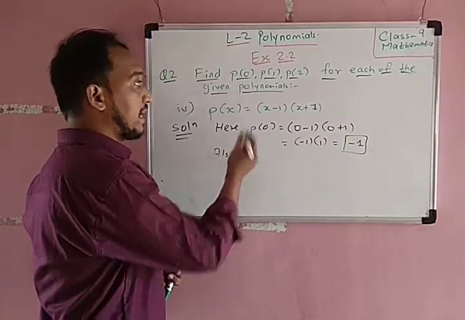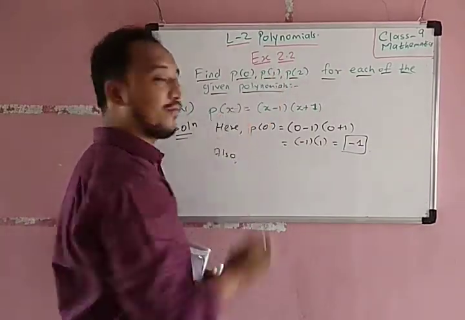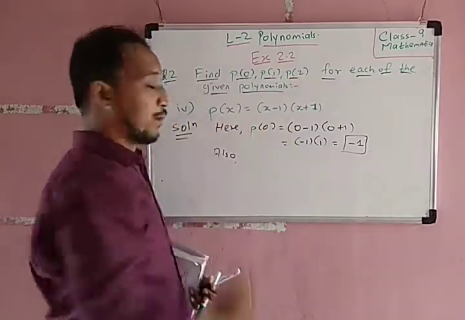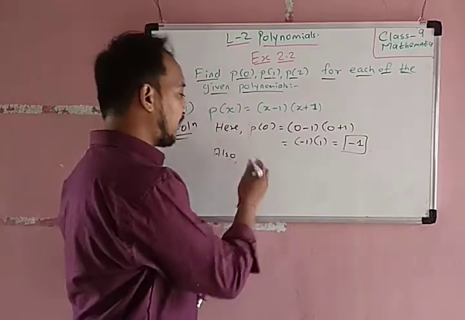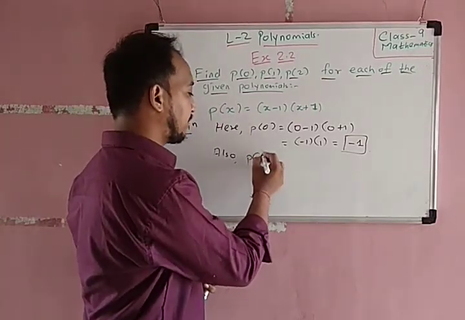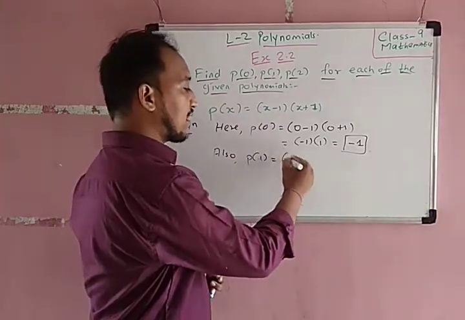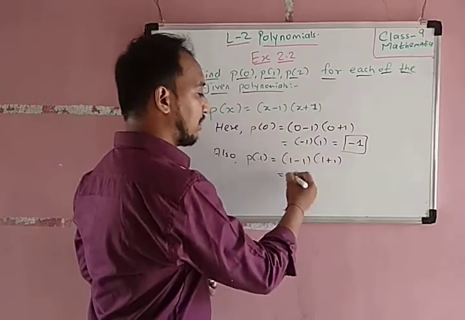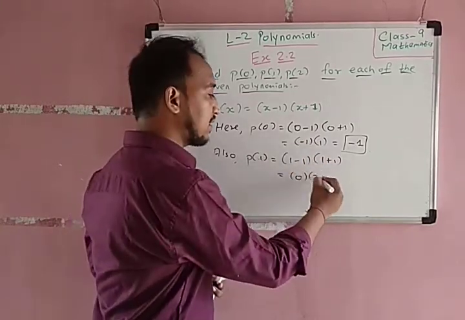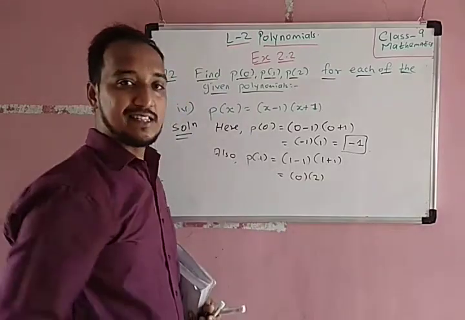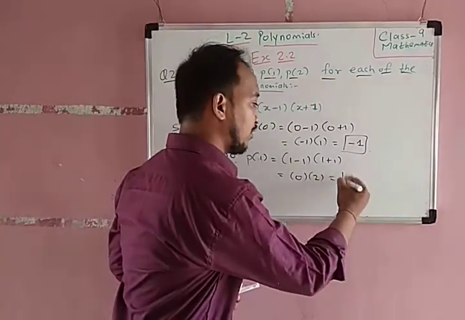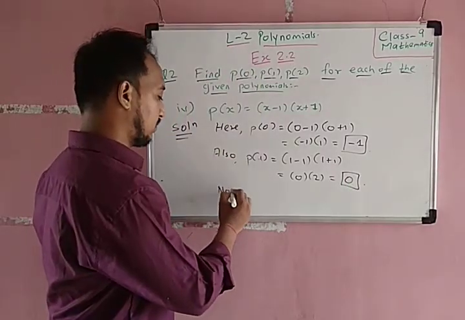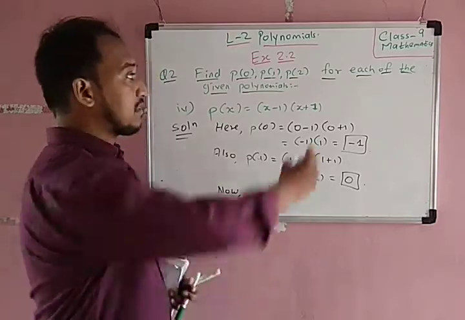Also next is p of 1. Means we have to find the value of the polynomial at point x equals 1. So put x equals 1 in place of x. So p of 1 is, in place of x we will put 1. So 1 minus 1, here 1 plus 1. 1 minus 1 is 0 and 1 plus 1 is 2. Any number multiplied with 0 is nothing but 0. So 0 into 2 is 0. Right? Clear?